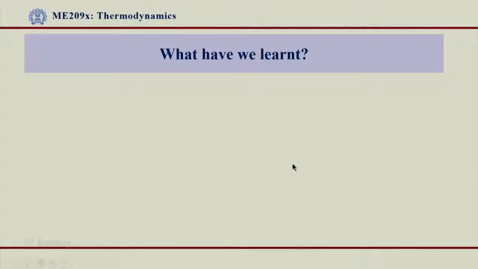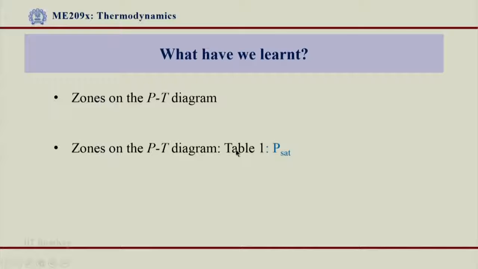So, what have we learned? We have seen how to identify in which zone a given thermodynamic state belongs on a PT diagram. We have seen that for zones on the PT diagram, by referring to table 1, we compare the value of pressure with P sat, and in table 2 we compare the value of T with T sat.